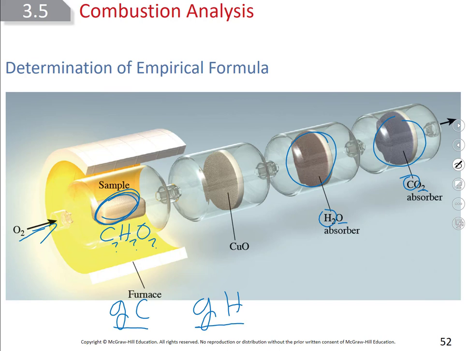If grams of carbon plus grams of hydrogen adds up to the grams of the sample, then we just know there was no oxygen in that sample. Like the butane that we saw last time had no oxygen.